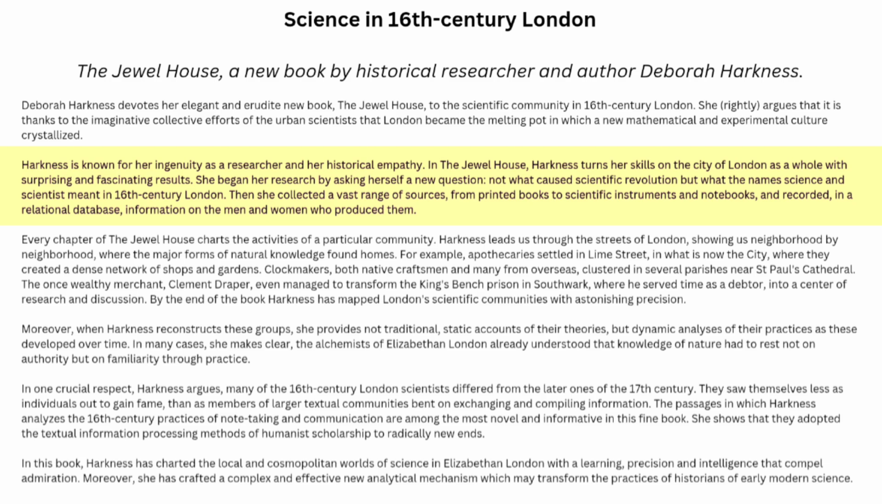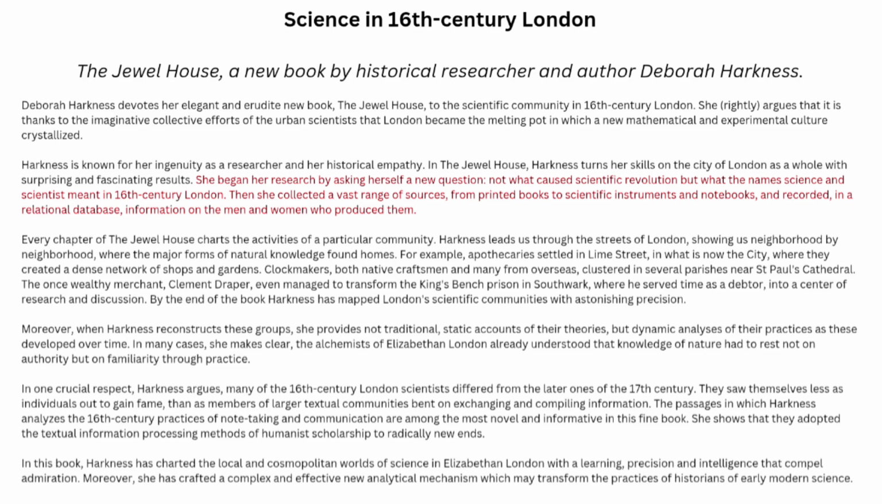Now, here's the key sentence. She began her research by asking herself a new question. Not what caused the scientific revolution, but what the names science and scientist meant in 16th century London. Let's finish the paragraph. Then, she collected a vast range of sources, from printed books to scientific instruments and notebooks, and recorded, in a relational database, information on the men and women who produced them.